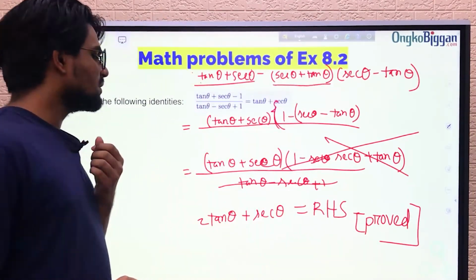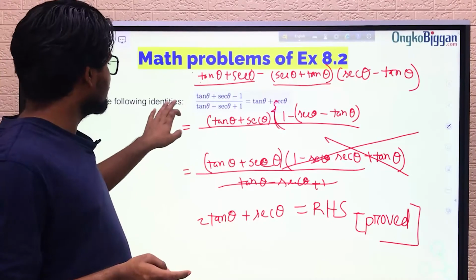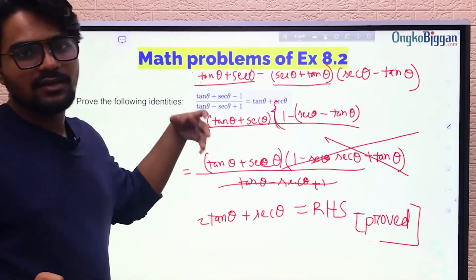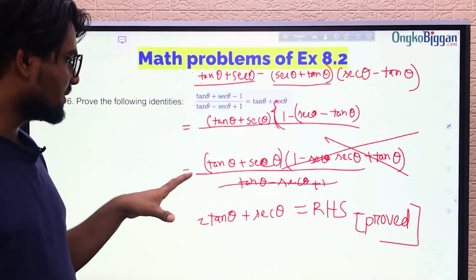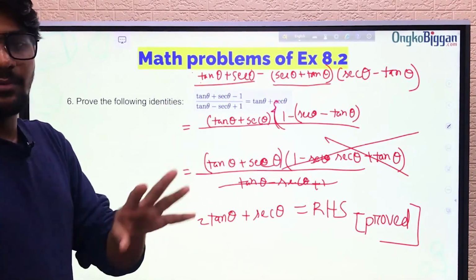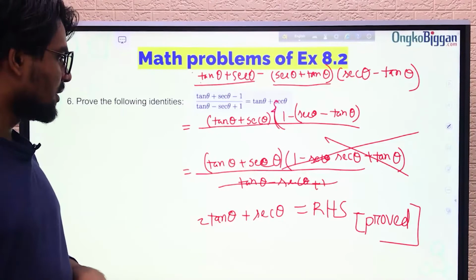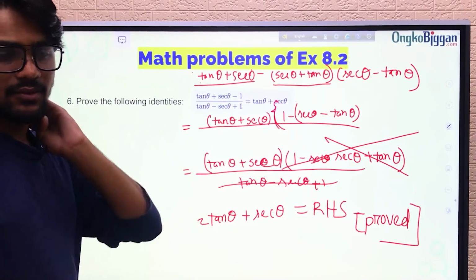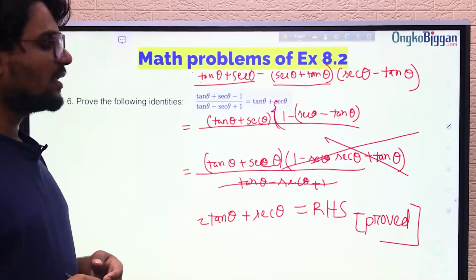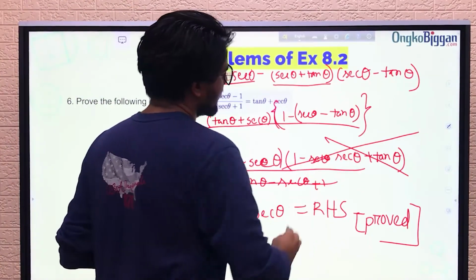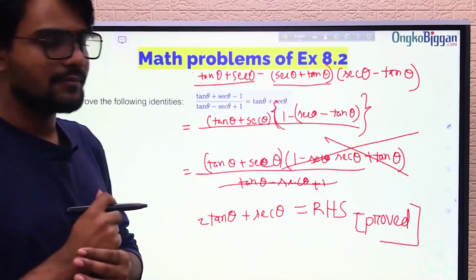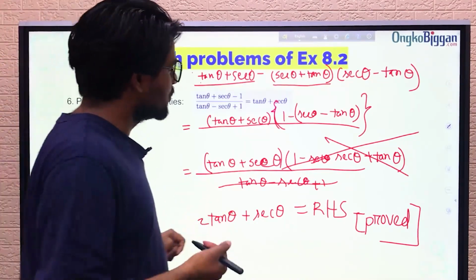Okay, so this is how we prove the last identity of your 8.2 exercise, which is an exceptional identity. I think you should keep the process memorized. Otherwise, if this math comes in your exam, you might get in trouble. And I forgot to write the second bracket here, so excuse me for that. After that, we'll move on to the next level.